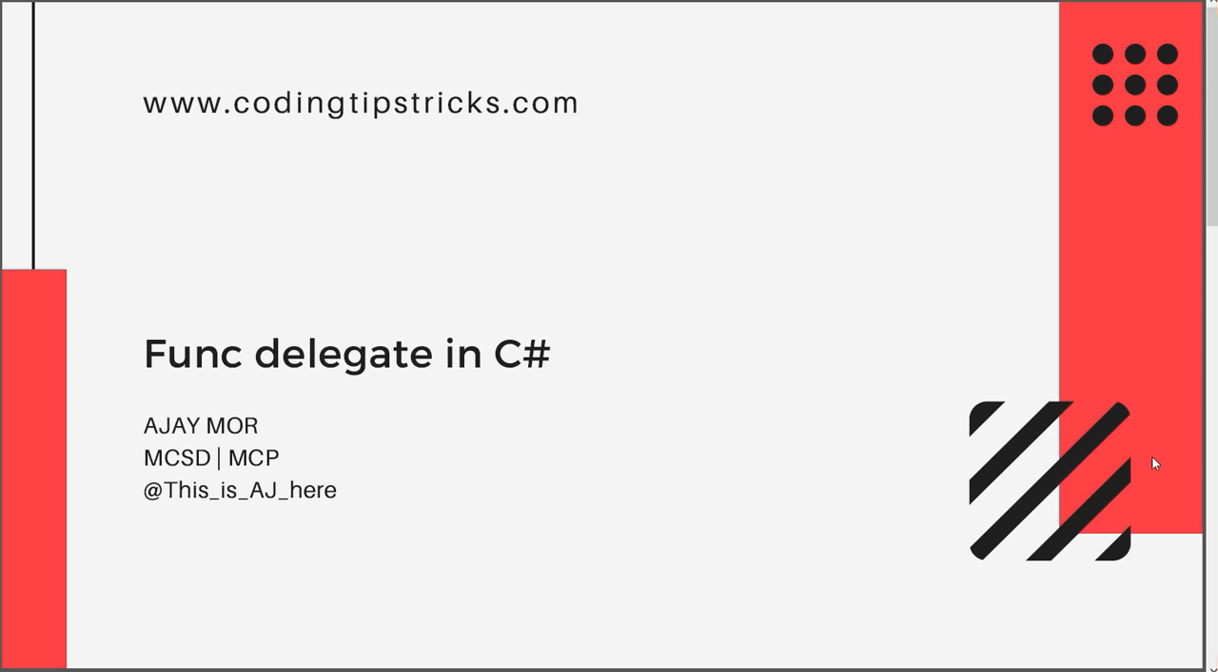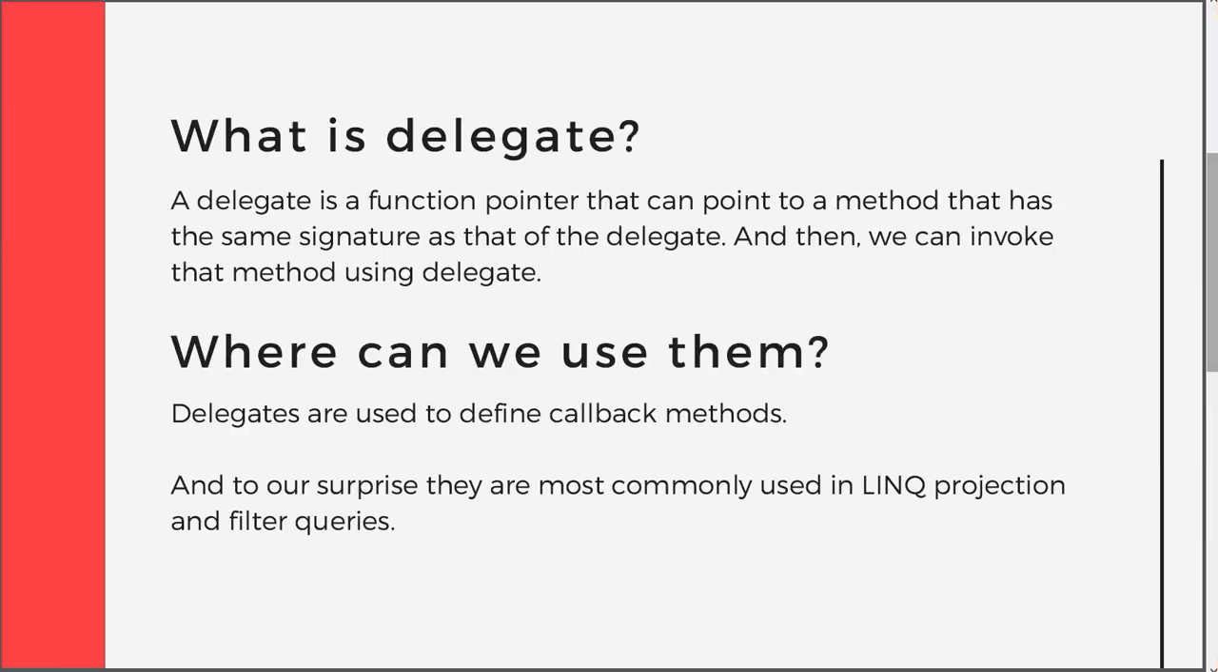So let's get started. First of all, let's understand what is delegate. Well, delegate is a function pointer that can point to a method that has the same signature as that of the delegate, and then we can invoke that method using delegate.